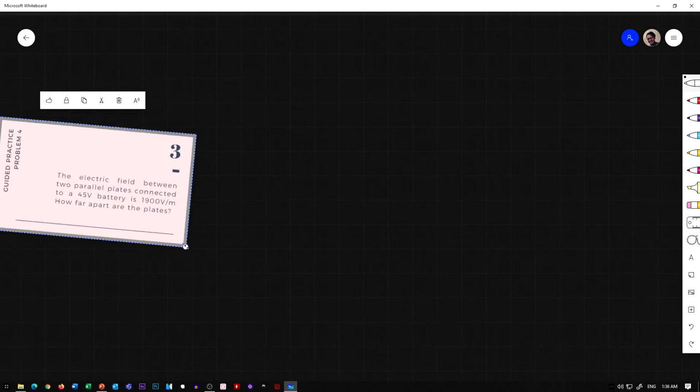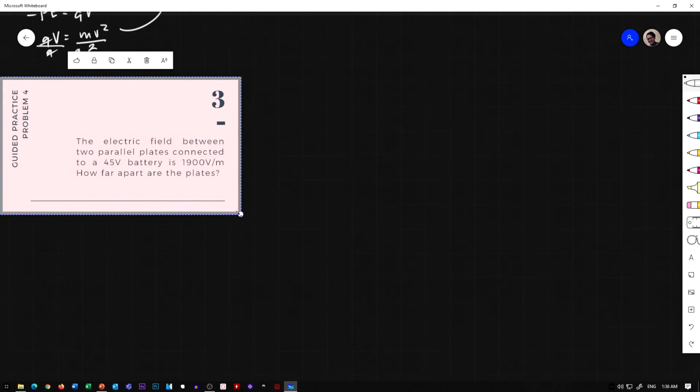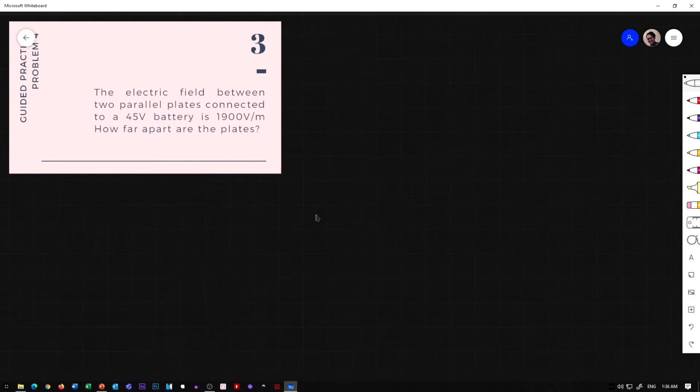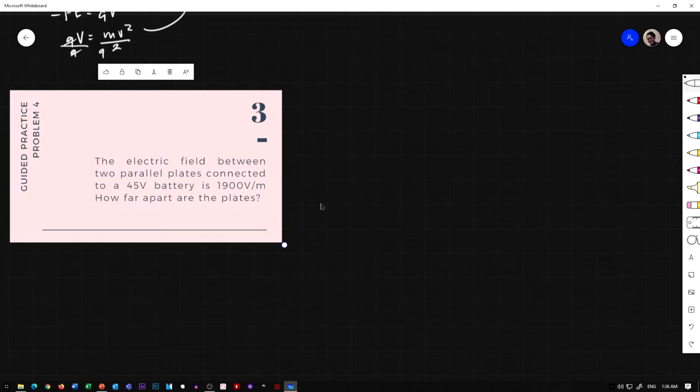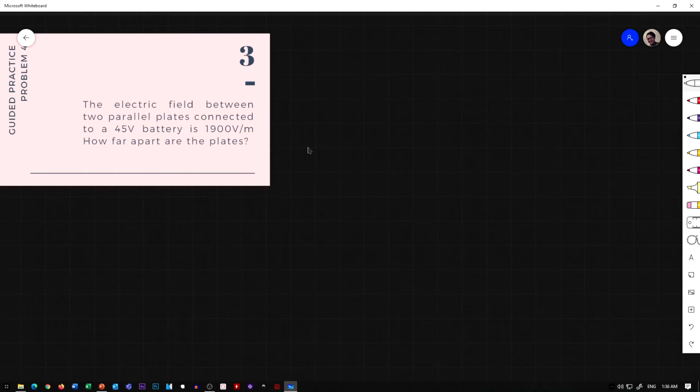So this topic, I mean this question is a bit easier compared to the first two that we had. Okay. So the electric field between two parallel plates connected to a 45 volt battery is 1900 volts per meter. How far apart are the plates?